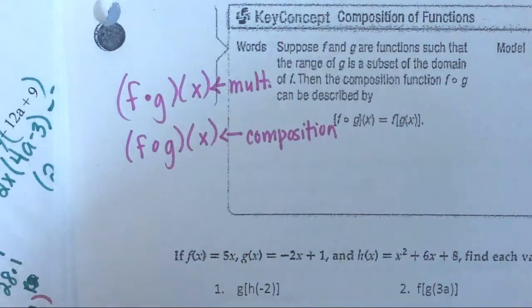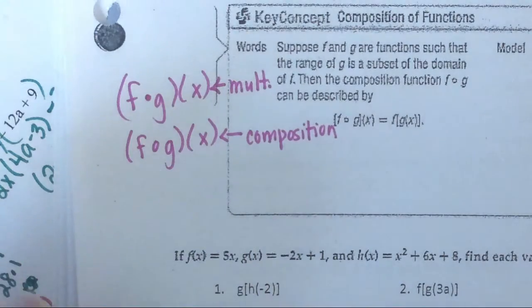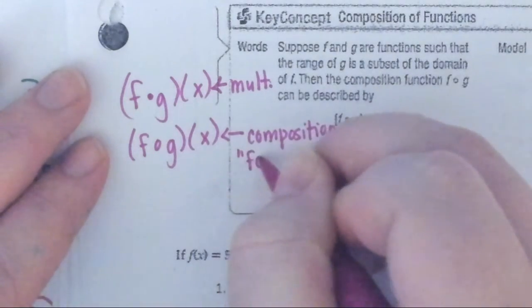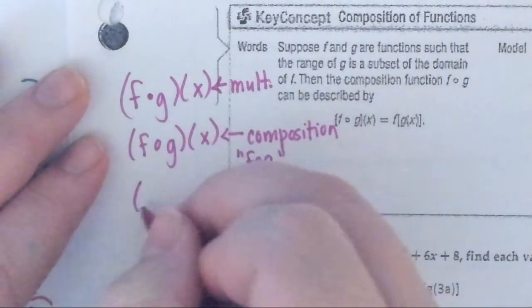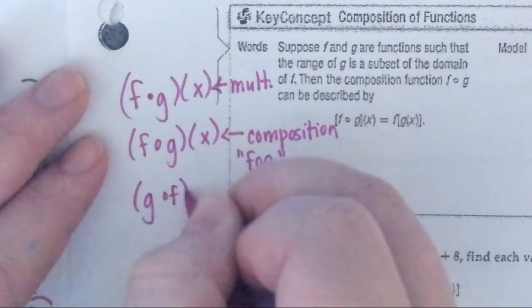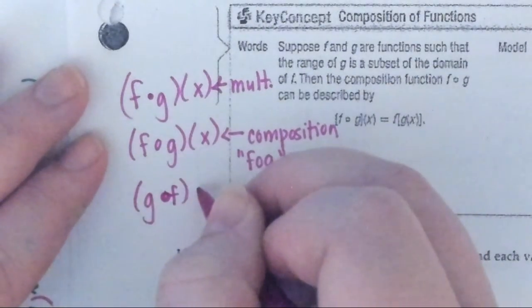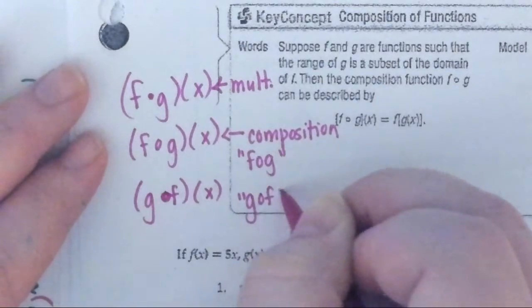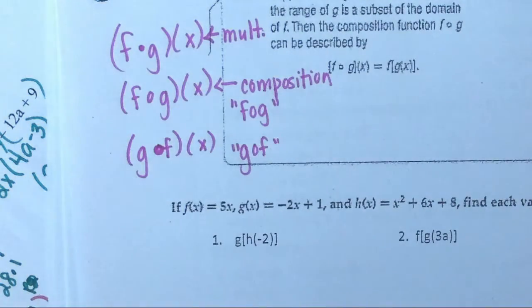We can use any letters we want besides X because X is already being used for function notation, but we tend to use F and G, so it either looks like the word fog, or sometimes we write it the other way. It's G open circle F, and I know it's not golf, but it looks like golf. So we call them fog and golf.